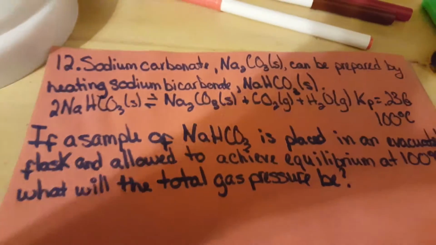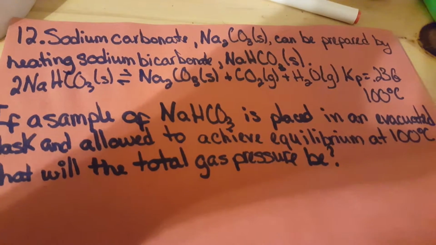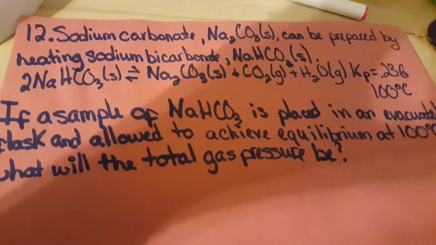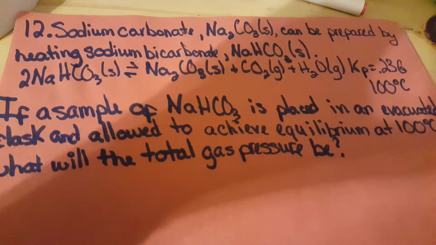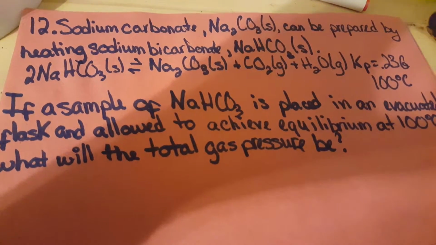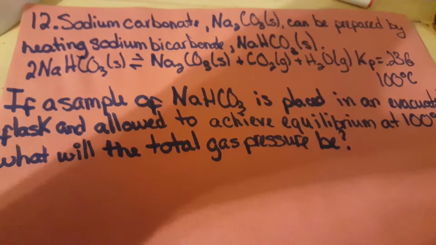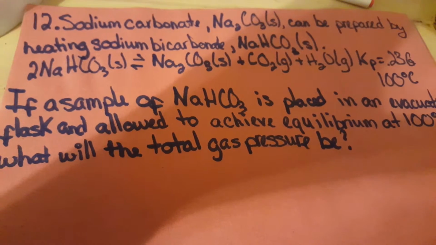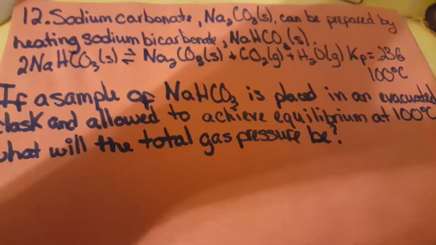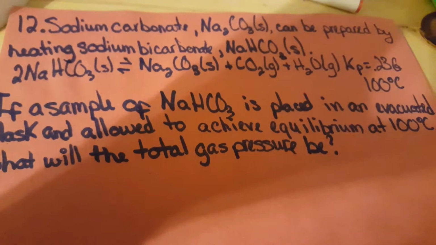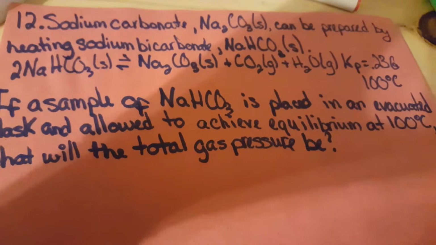For question number 12, we are given the problem: sodium carbonate, Na2CO3 solid, can be prepared by heating sodium bicarbonate, NaHCO3 solid. The equation that is given is 2NaHCO3(s) turns into Na2CO3(s) plus CO2(g) plus H2O(g). The Kp is 0.23 at 100 degrees Celsius.